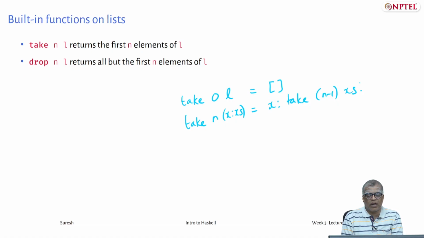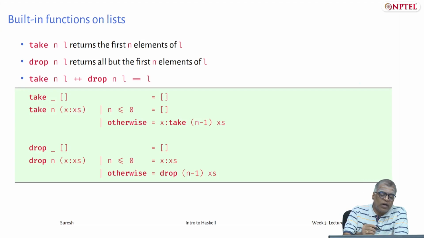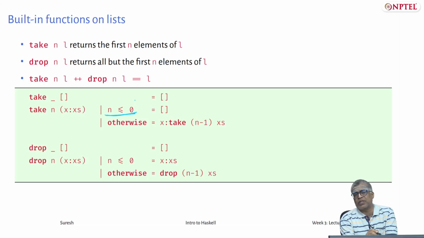All of these are handled in these definitions. Take: if I want to take any number of elements from the empty list, it is just the empty list, by definition. If I want to take n elements from x colon x's, if n is less than or equal to 0, then I just return the empty list again. Notice that this function is so permissive that I am even allowing negative numbers. Taking minus 5 elements from a list is just saying take 0 elements from a list, extract the first 0 elements of a list.